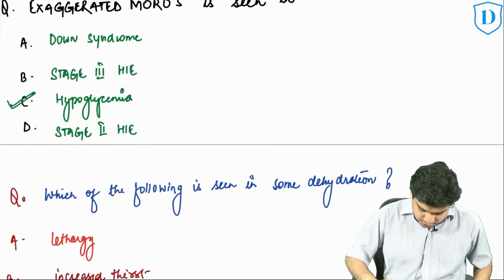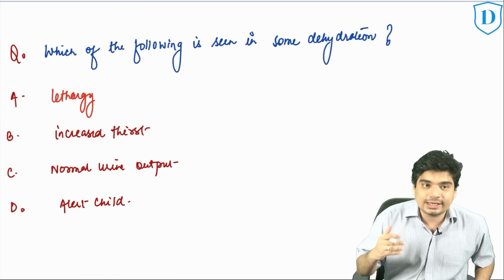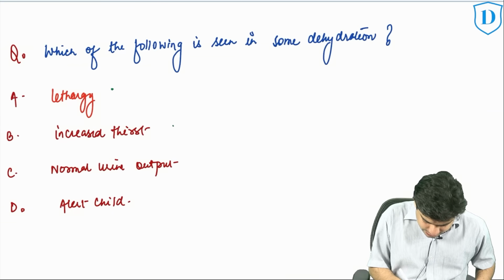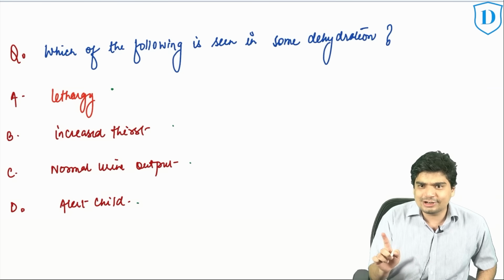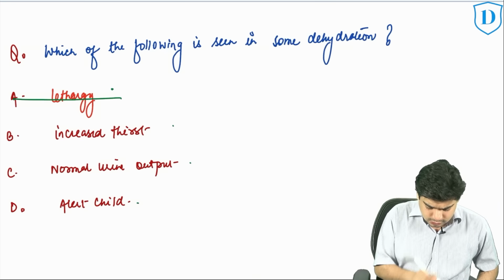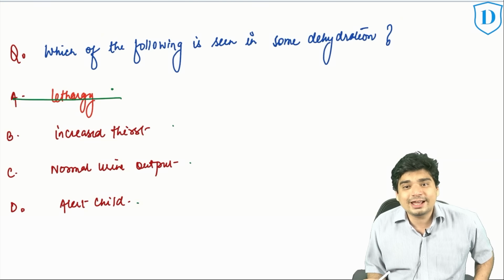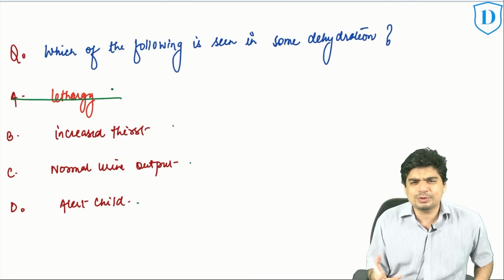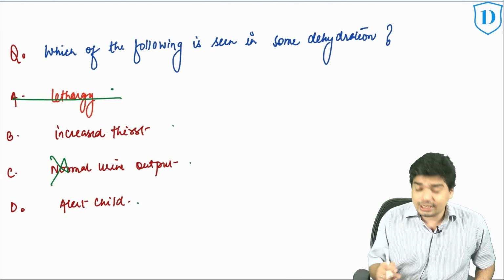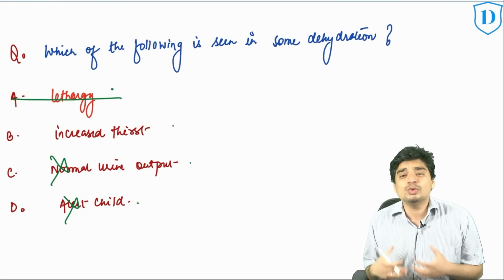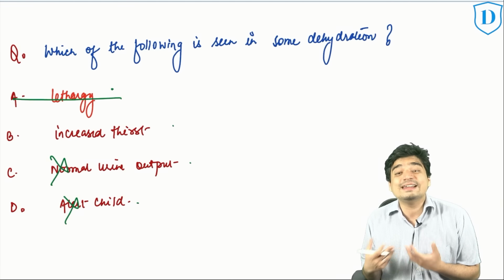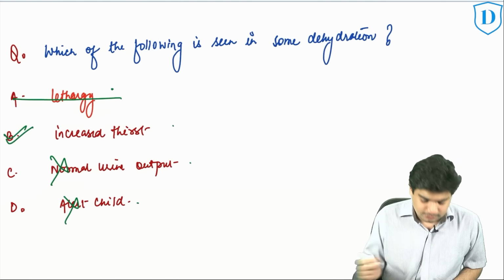Let's look at another question. Which of the following is seen in some dehydration? Lethargy, increased thirst, normal urine output, alert child. We know lethargy is not seen, it's seen in severe. Normal urine output is not there. You have some decrease in urine output if you are dehydrated. So this is incorrect, and you won't have an alert child, you will have an irritable child. And when you are irritable, you want more water. The thirst is increased. The answer will be option B.